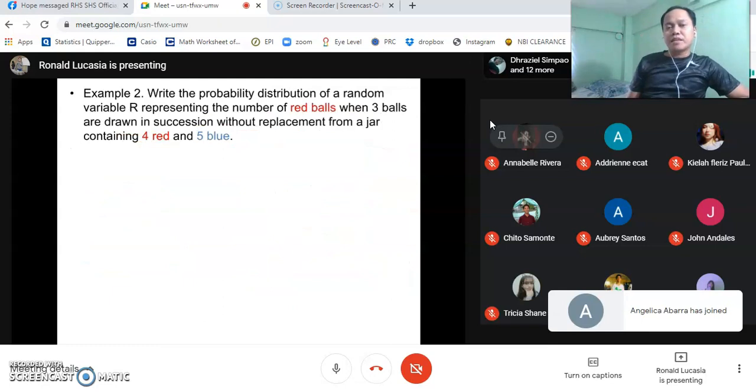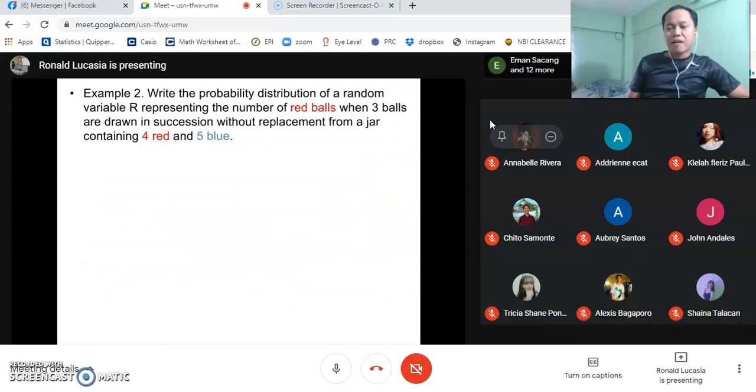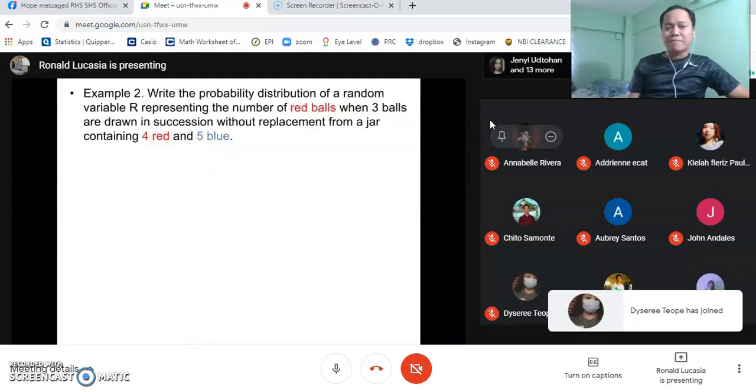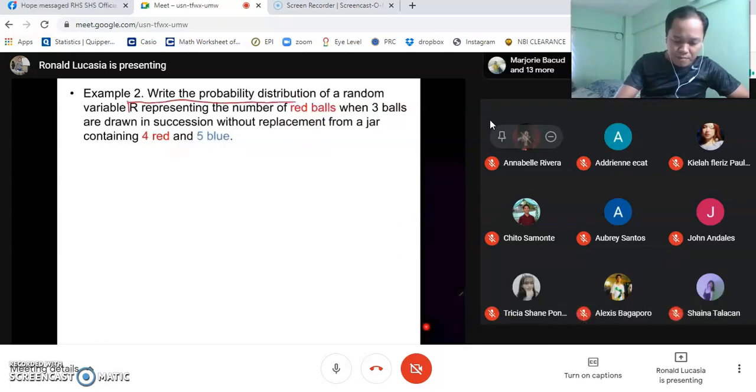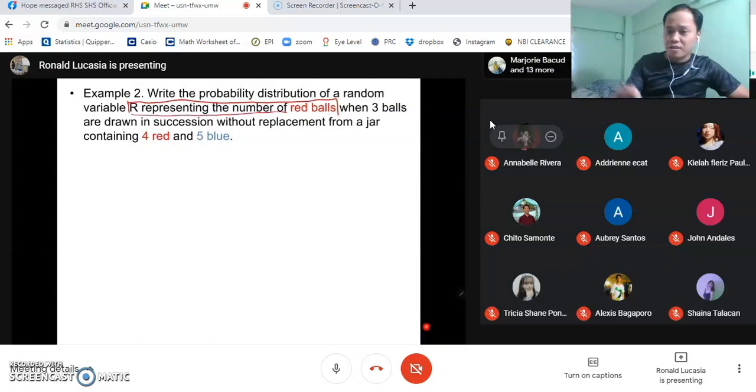Write the probability distribution of a random variable R representing the number of red balls when 3 balls are drawn in succession without replacement from a jar containing 4 red and 5 blue. So the random variable here is R representing the number of red. We are not concerned with the number of blue balls, but we are only concerned with the number of red.